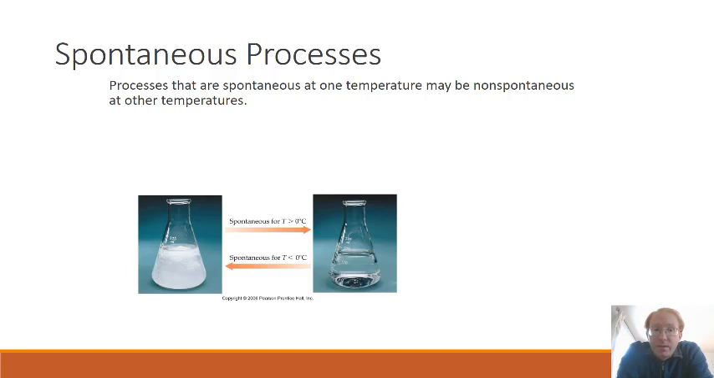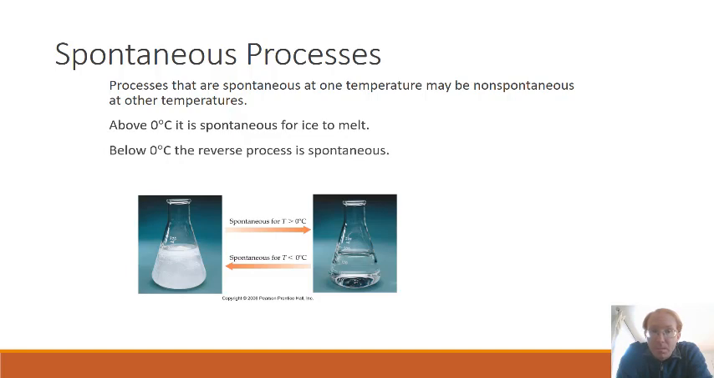Another thing that can affect a process's spontaneity is temperature. Some reactions or processes can be spontaneous at one temperature and non-spontaneous at another. A great example, really simple, is water and ice. Above 0 degrees Celsius, it is spontaneous for ice to melt. But below 0 degrees, the ice isn't going to melt. That's non-spontaneous. But what is spontaneous is water freezing into ice. So those processes are absolutely temperature dependent.